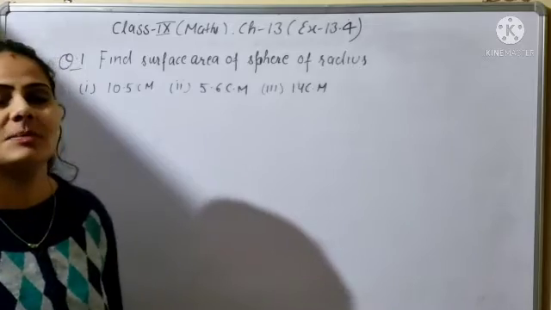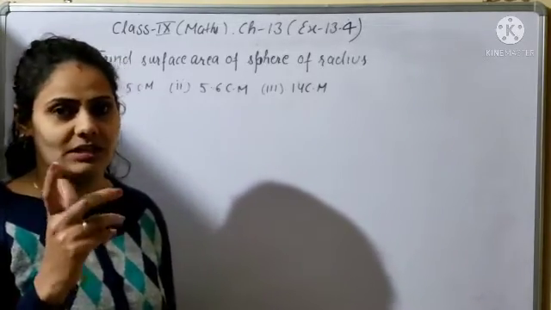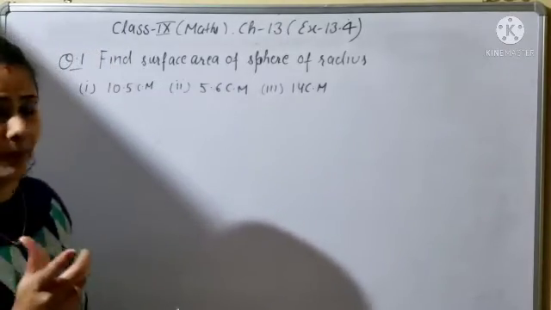So what will be the sphere? Sphere means you can see a ball. Ball will be like a sphere. Sphere means gola. So it will be the shape of a ball, you can say.